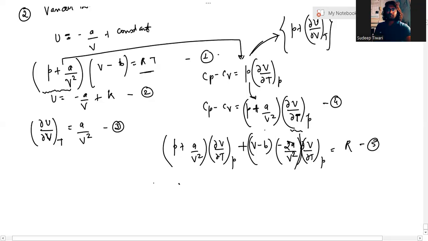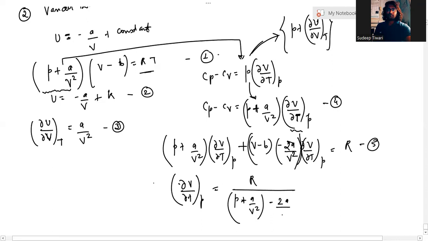So Cp minus Cv will be simply, what I can do, I can do one thing. Del V by del T at a constant pressure is equal to what? It is equal to R upon P plus A by V square minus 2A by, sorry, it is V cube, I think, 2A by V cube, times V minus B. So this is another equation.